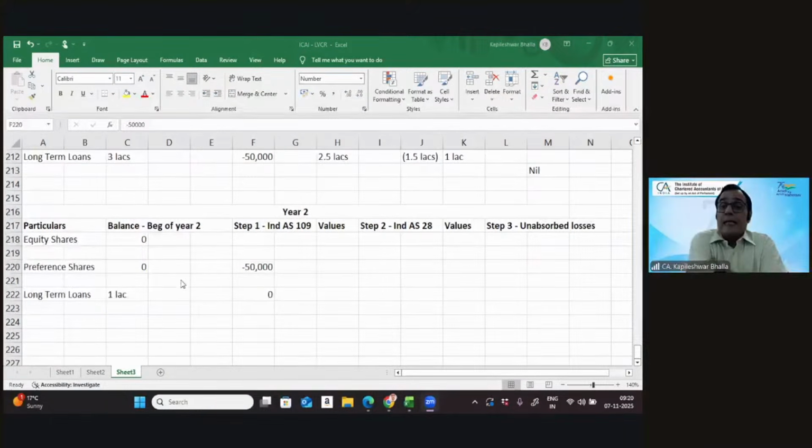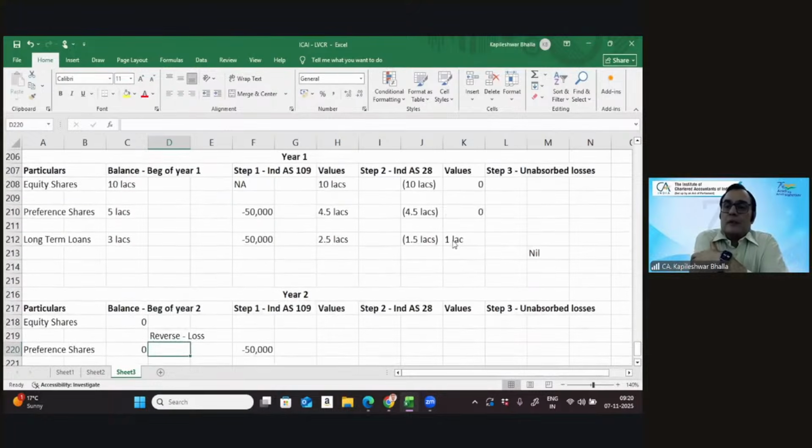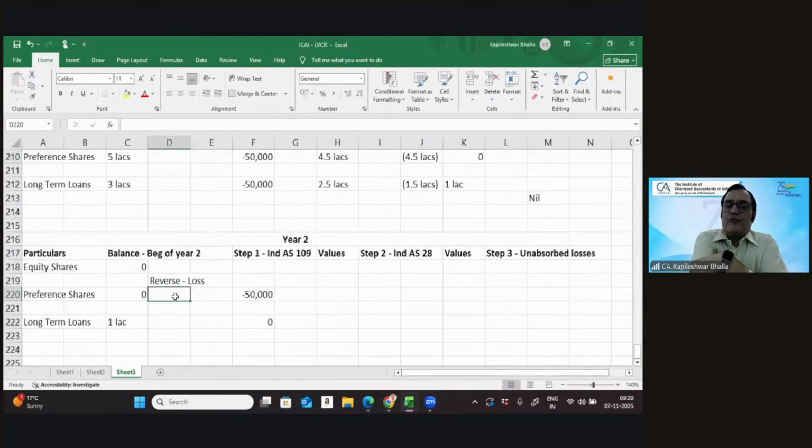No. At the first instance, what you need to do is that the losses allocated under Ind AS 28 will be reversed. So in this particular case, we need to reverse the loss which was allocated under Ind AS 28. In the previous year, we allocated the loss of 4.5 lakhs, so we need to reverse it to the extent of 50,000. So the reversal of 50,000 will happen. Once you reverse this loss of 50,000 back, then only we can allocate.